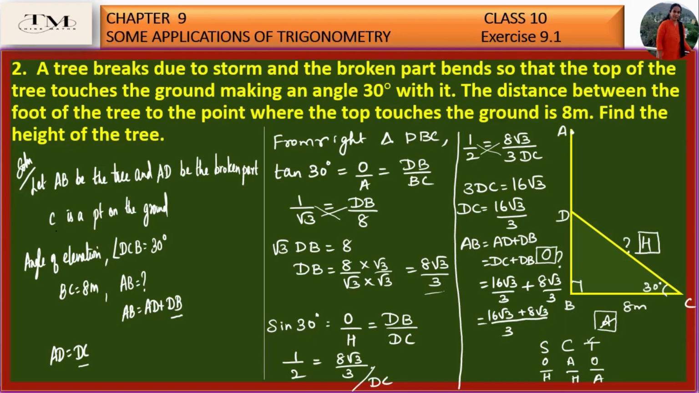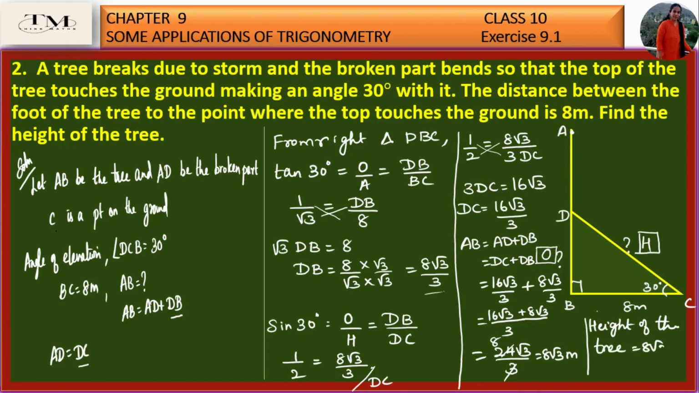Okay children. Now let me erase the sine relations. So 16 plus 8 is 24. So 24 root 3 by 3. So 3 ones are 3, 8 threes are 24. So 8 root 3 meter. So AB is equal to 8 root 3 meter. What is AB? AB is the height of the tree. So we can write it as height of the tree equal to 8 root 3 meter. Okay, children? I hope you can understand.